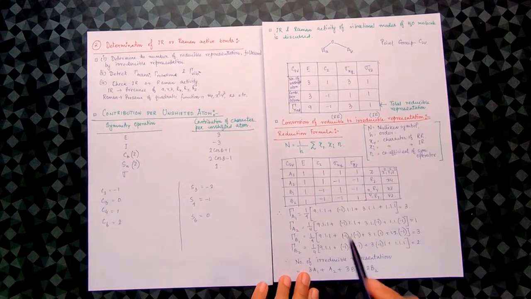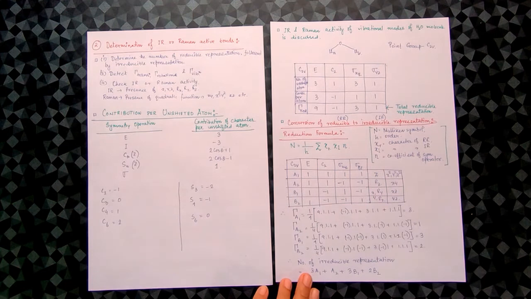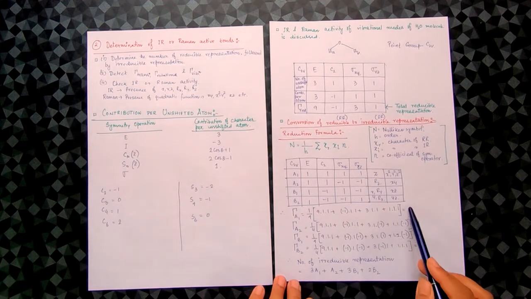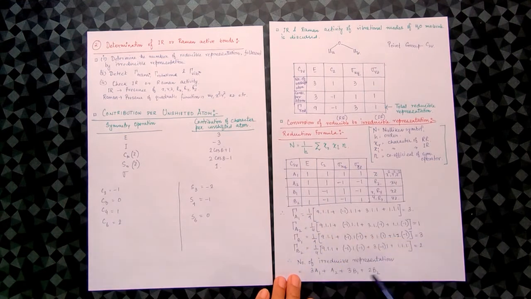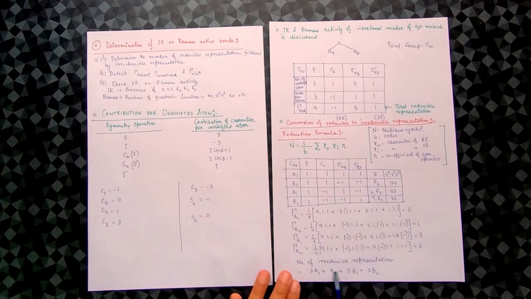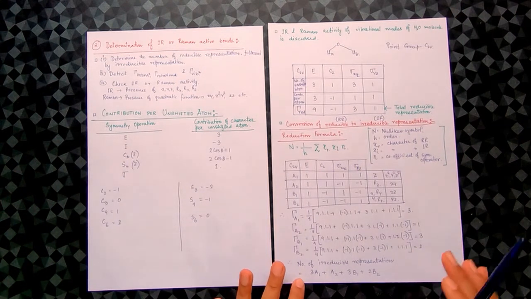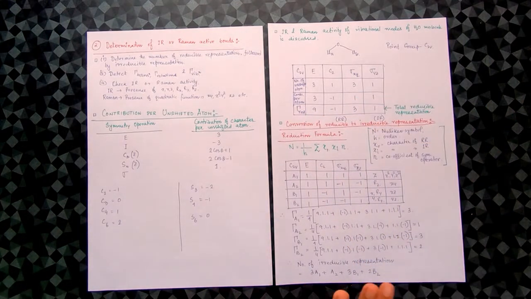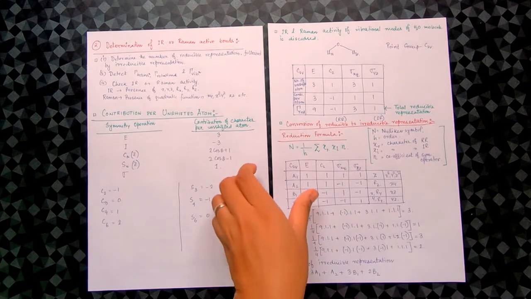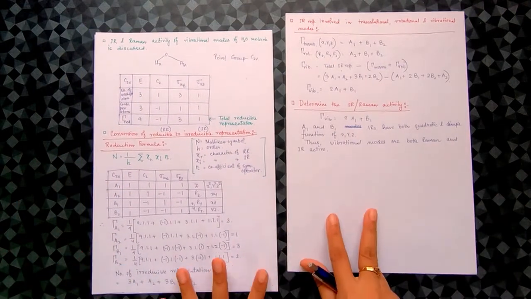So when we follow this formula, finally we are going to get these values. After doing the calculation, we are going to get 3A1 plus 1A2 plus 3B1 plus 2B2. So these are the number of irreducible representations that we have from the total reducible representation. Now we have to check how we can determine the IR and Raman activity from this irreducible representation.